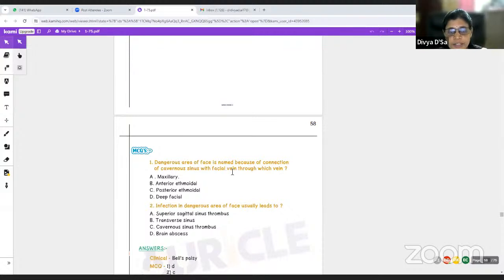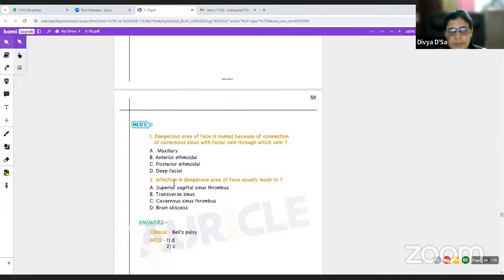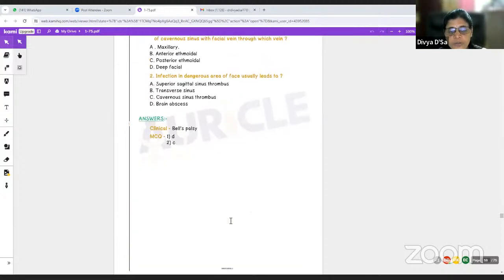The dangerous area of the face is named because of the connection of the cavernous sinus with the facial vein. Through which vein? The answer is the deep facial vein. And infection in the dangerous area of the face usually leads to which sinus being affected? The cavernous sinus, okay? So it leads to cavernous sinus thrombosis.